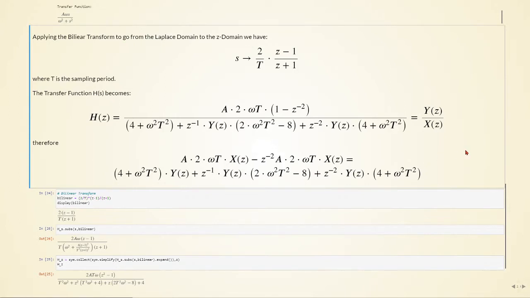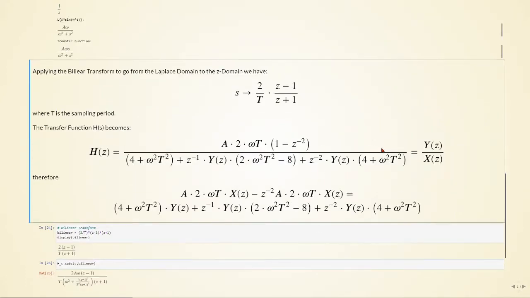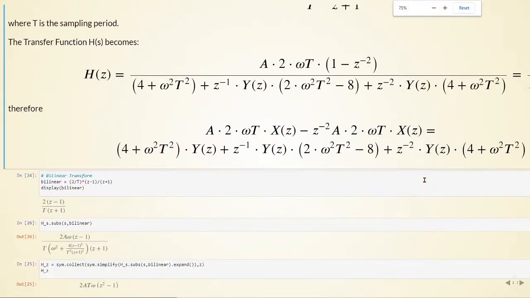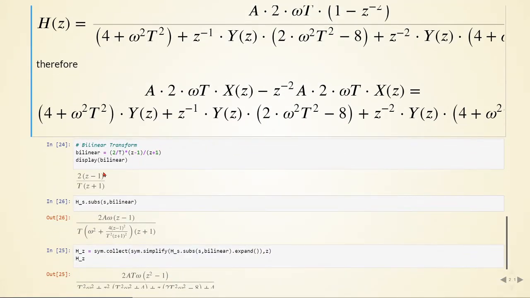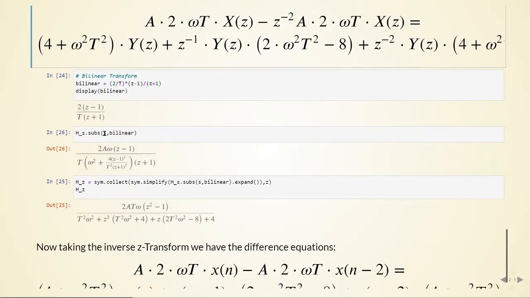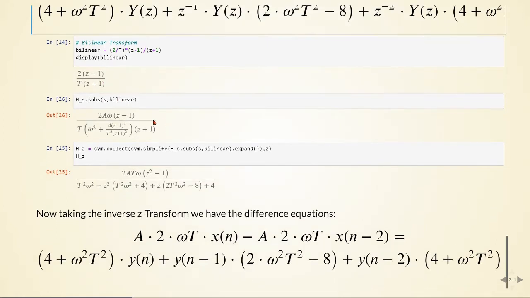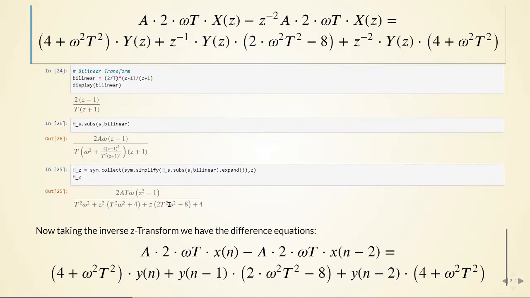But before, let's just do it using SymPy to go from here to here. So what we have now, I'm defining here the bilinear transform. So this is the definition here. And now I'm just replacing S by the bilinear transform. And we have this, just the same as here, but just so we can see it a bit more clear, I'm using this simplification in SymPy and collecting. So we end up with this.